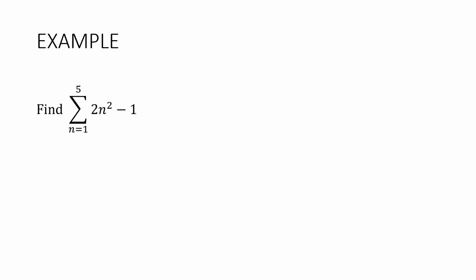Here's an example. Find the sum of the terms of 2n squared take away 1 from n equals 1 up to n equals 5. So we'll start with n equals 1 and just substitute it in. 2 times 1 is 2, take away 1 is 1. Now put 2 in. 2 times 4 is 8, take away 1 is 7. Putting 3 in. 2 times 9 is 18, take away 1 is 17. Put 4 in. 2 times 4 squared, so 2 sixteens, 32, take away 1 is 31. And then finally put 5 in. And that gives us 49, and adding them up we get 105.